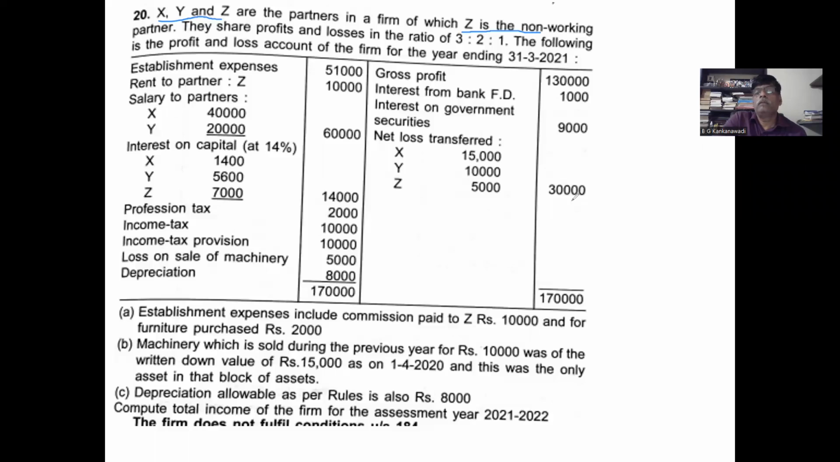In this problem, there is a net loss of 30,000. You have to solve this problem very carefully. You take this 30,000 loss as the net loss as per P&L account. Then add disallowed expenses. First, disallowed expenses: rent.